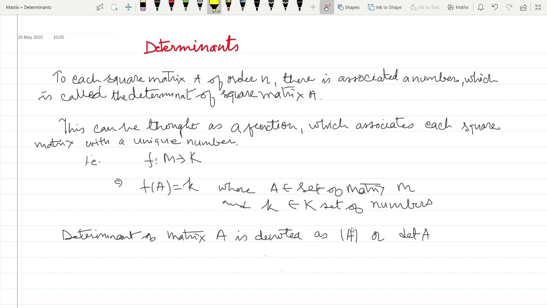Here one thing should be kept in mind that this symbol is not the modulus of A. This is to be read as determinant of A, and only square matrices will have their determinants.